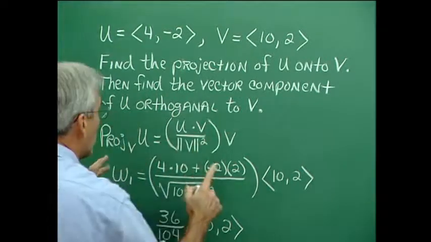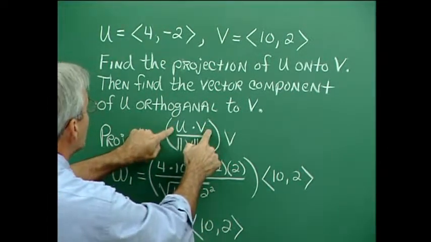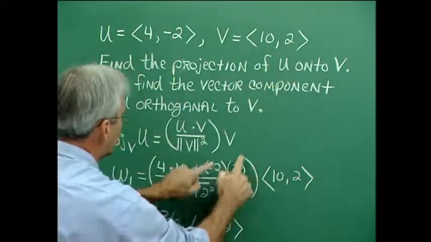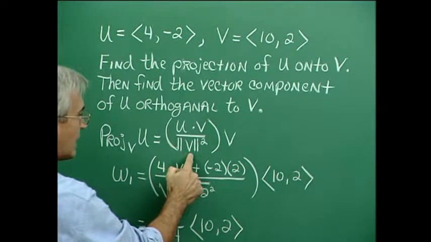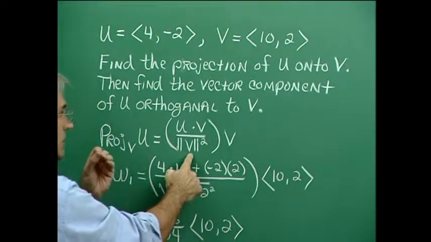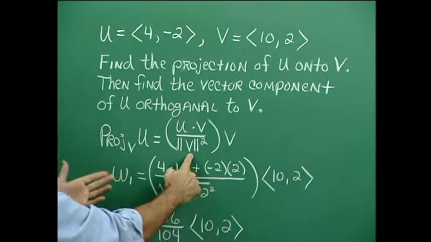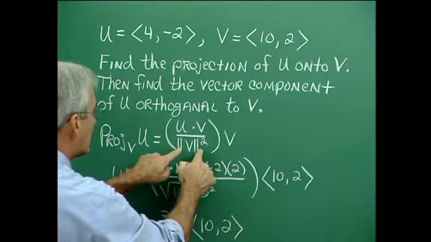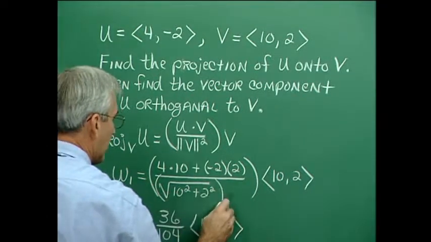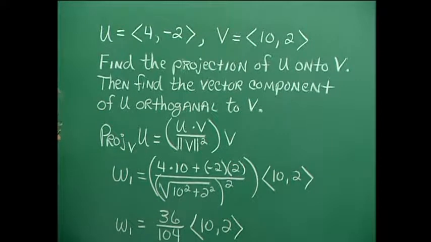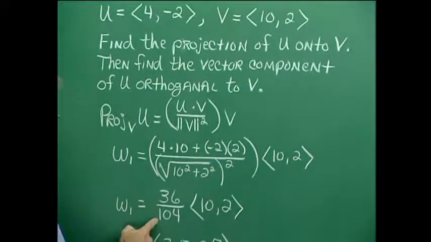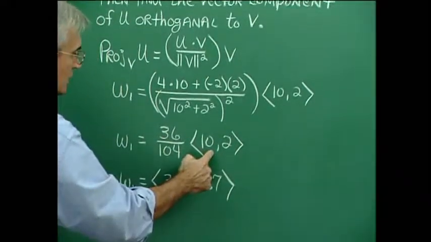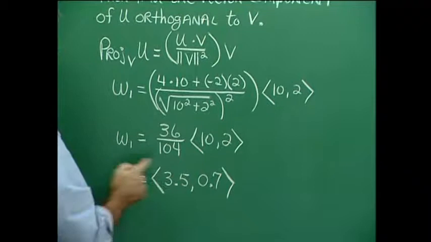Well, let's see, using the formula. It's the dot product of u and v. Now that dot product is 4 times 10 plus negative 2 times 2. And then the magnitude of v, the square root of the sum of the squares of the components of v. So it's the square root of 10 squared plus 2 squared, and then in this denominator that magnitude is squared. So I'm doing that. Now we simplify a bit, we get 36 over 104. And we brought down the v vector here, so 36 over 104 times 10, 2 gives us 3.5 and 0.7.